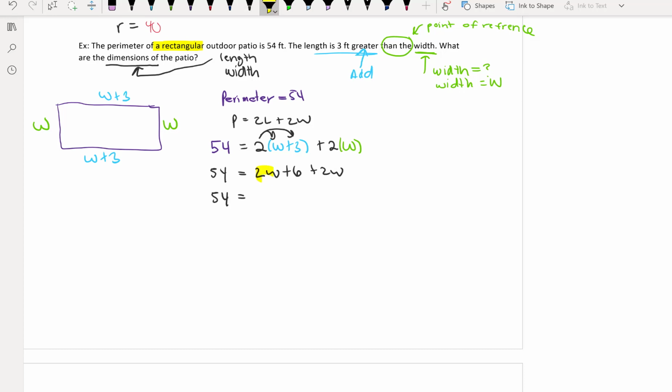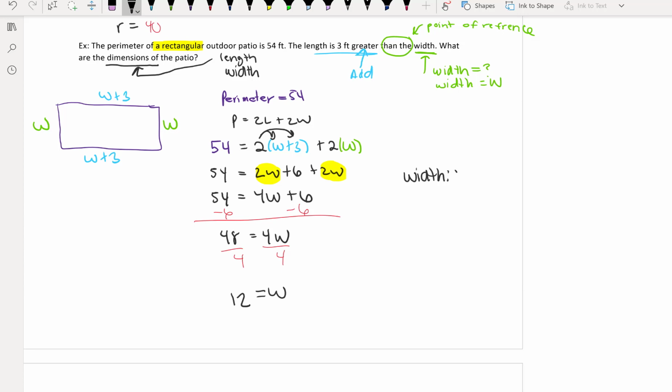So when I'm adding these W's together, 2W plus 2W, that's going to give me a 4W. Now I can subtract 6 from both sides, and when I subtract 6 from both sides, that's going to give me 48. Now, to get the W by itself, since it's being multiplied by 4, I divide by 4, divide by 4. So now I get that W is going to be 48 divided by 4, which is going to give me 12. So now I can say with confidence that my width is going to be 12 feet.